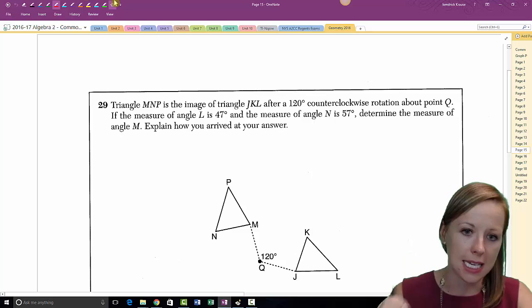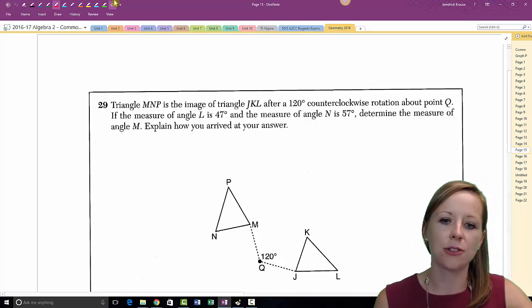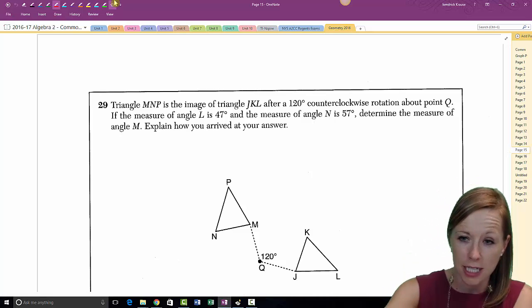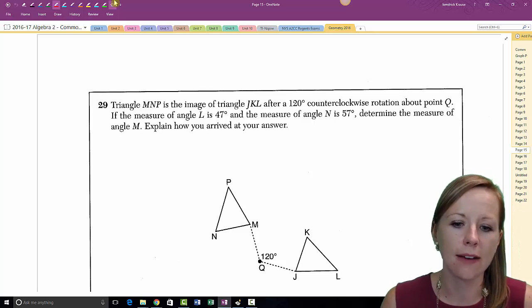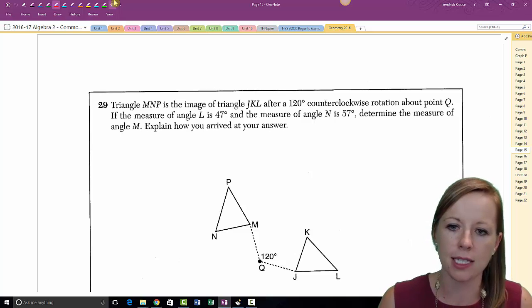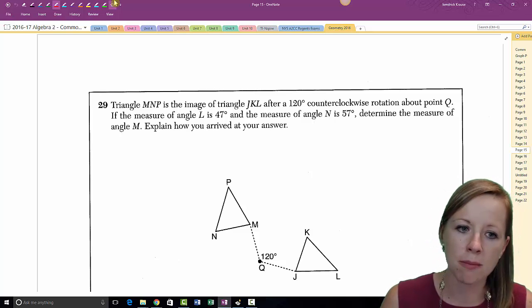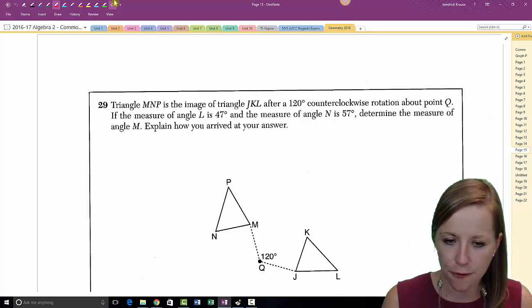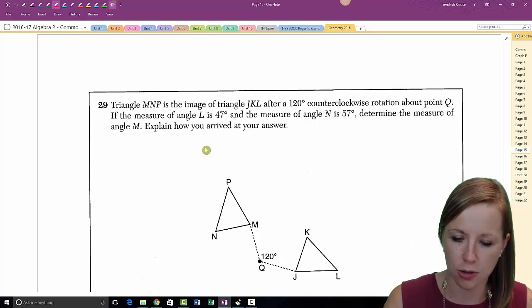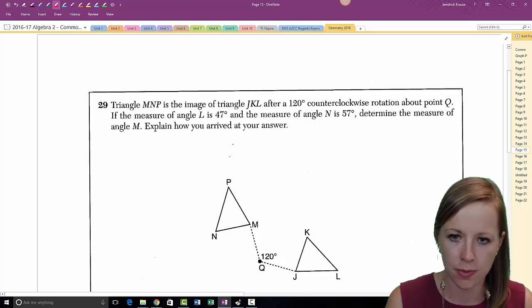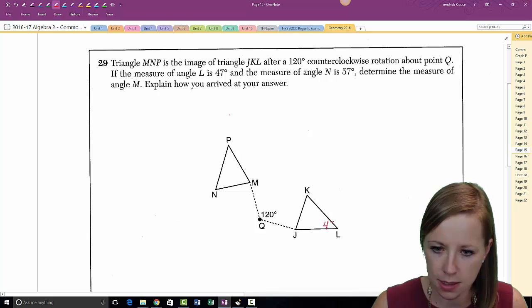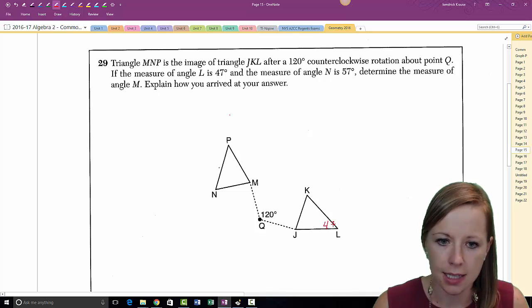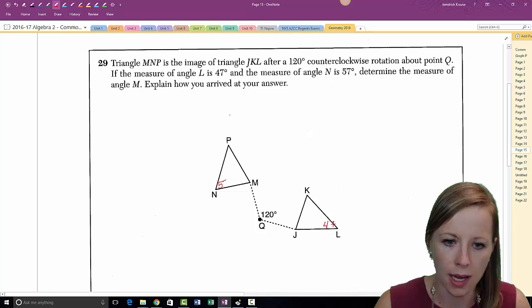Triangle MNP is the image of triangle JKL after a rotation of 120 degrees about point Q. If the measure of angle L is 47 degrees and the measure of angle N is 57 degrees, determine the measure of angle M. Explain how you arrived at your answer. The first thing I would start to do here is just label. L is 47 degrees, and N is 57, okay?